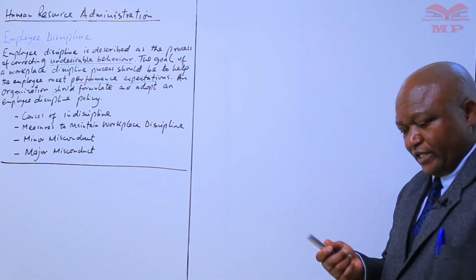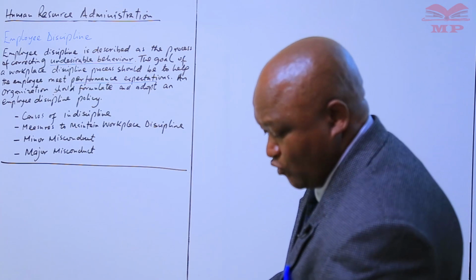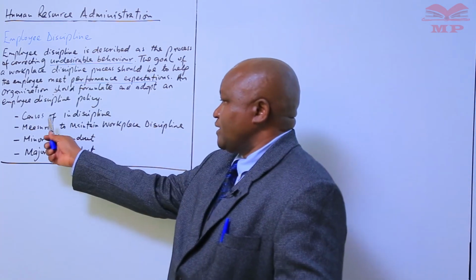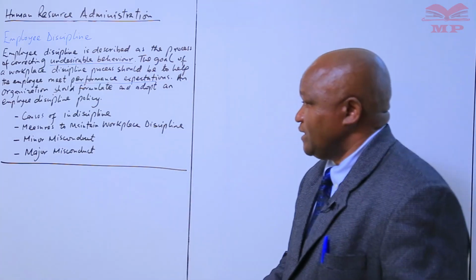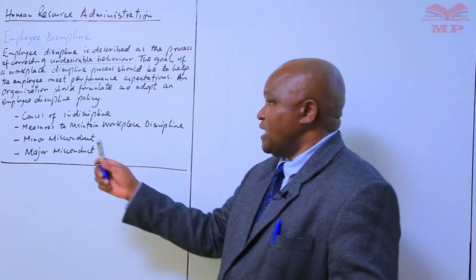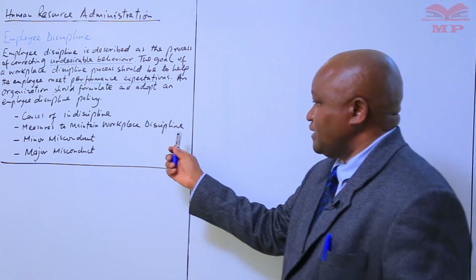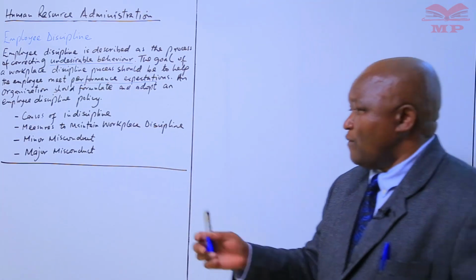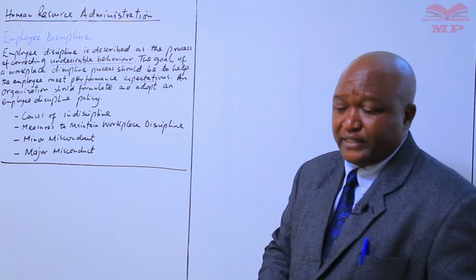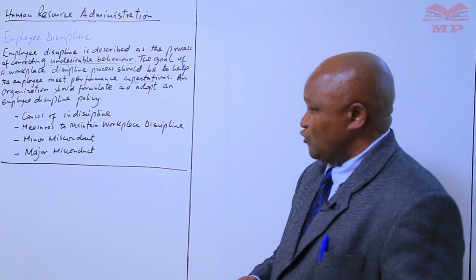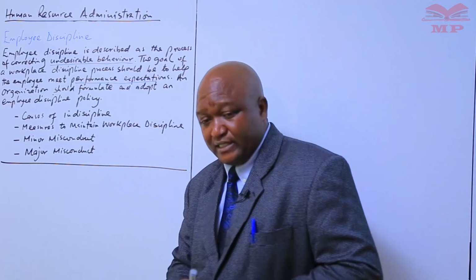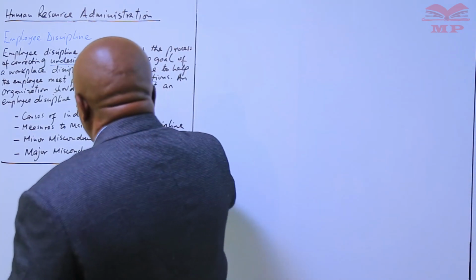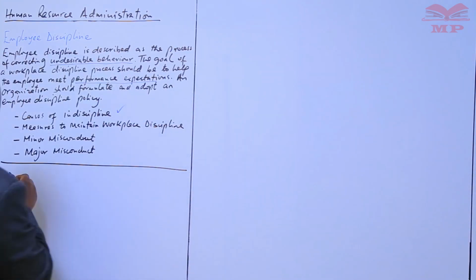So in our lesson today, dear learner, we are going to look at 4 areas. We are going to look at causes of indiscipline, measures to maintain workplace discipline, some examples of minor misconduct in a work environment, and we are also going to look at major misconduct in a work environment. So we are going to start with causes of indiscipline.